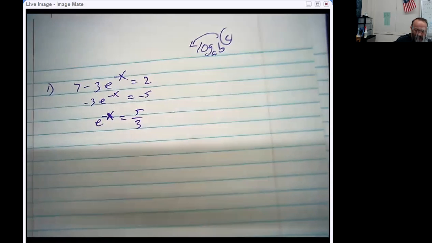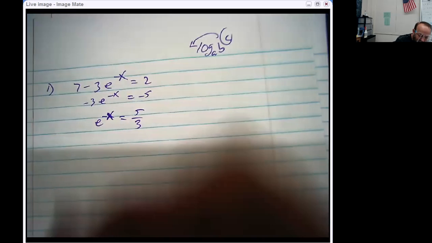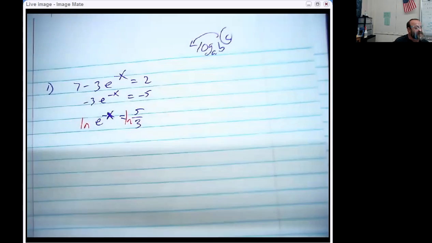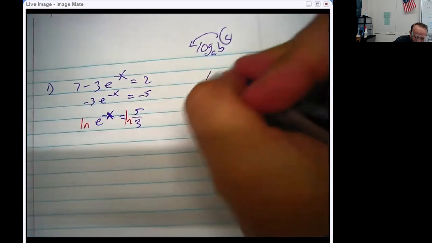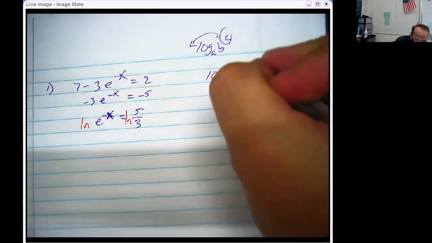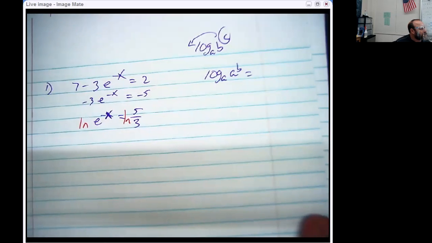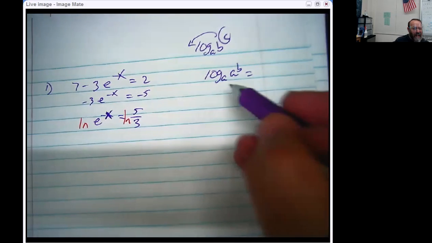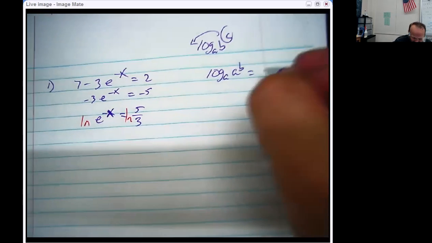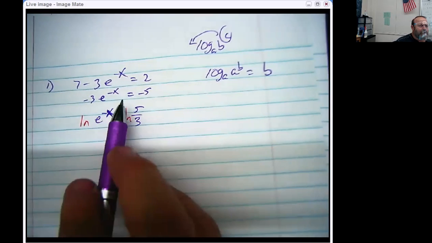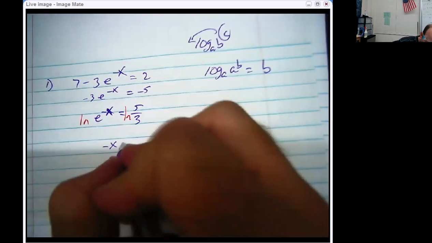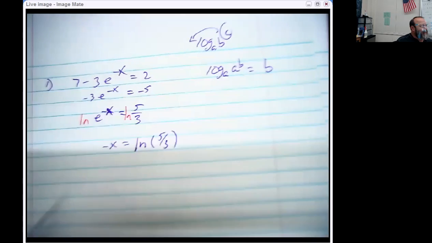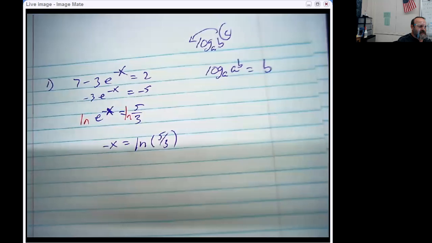So keep in mind, if I come into this problem and I take the log base e, which is ln, of both sides, by definition, there's another thing that we've used. Did you guys know that the log base a of a to the b is, what is that? It is plain old b, because the question is a raised to what power is a to the b? What's b? So what is the natural log of e to the minus x? It's just minus x. So what is the only thing I would have left to do to get x 100% isolated? Change the sign. So that's it.